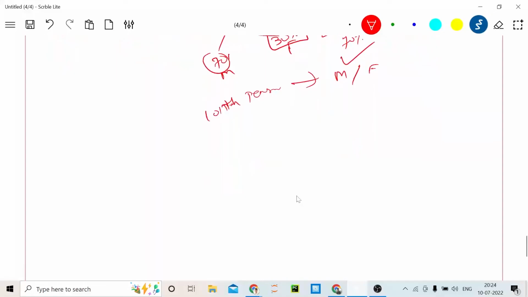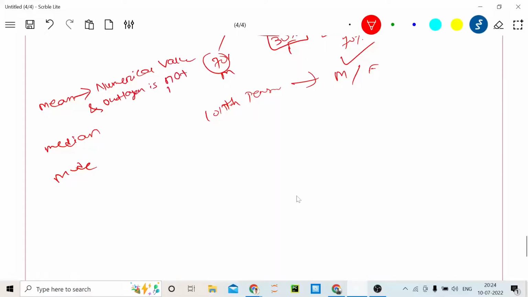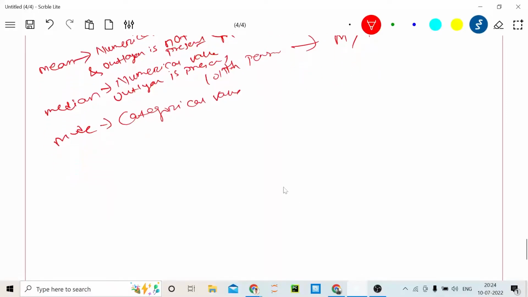What is the difference between mean, median, and mode? I will tell you one more thing. Mean is for numerical values where an outlier is not present. Median is for numerical values where an outlier is present, and mode is for categorical values. And what is a numerical value, and what is a categorical value?